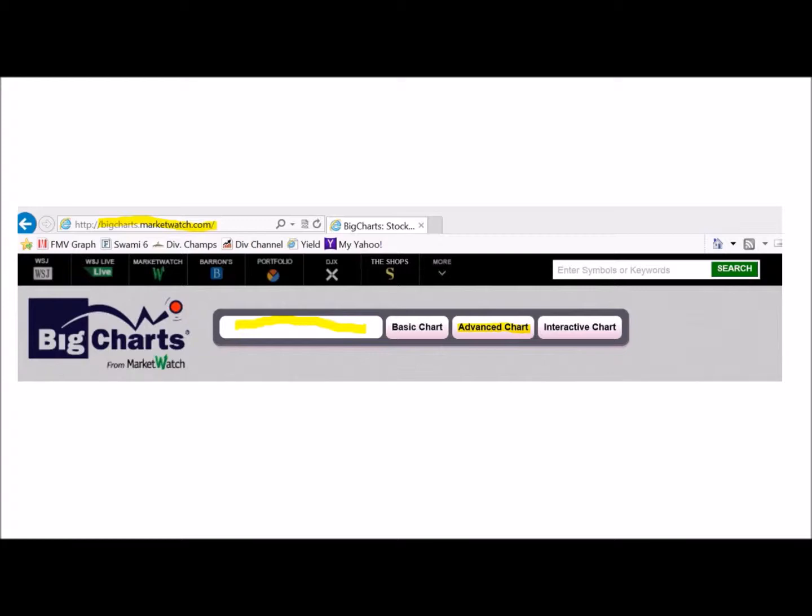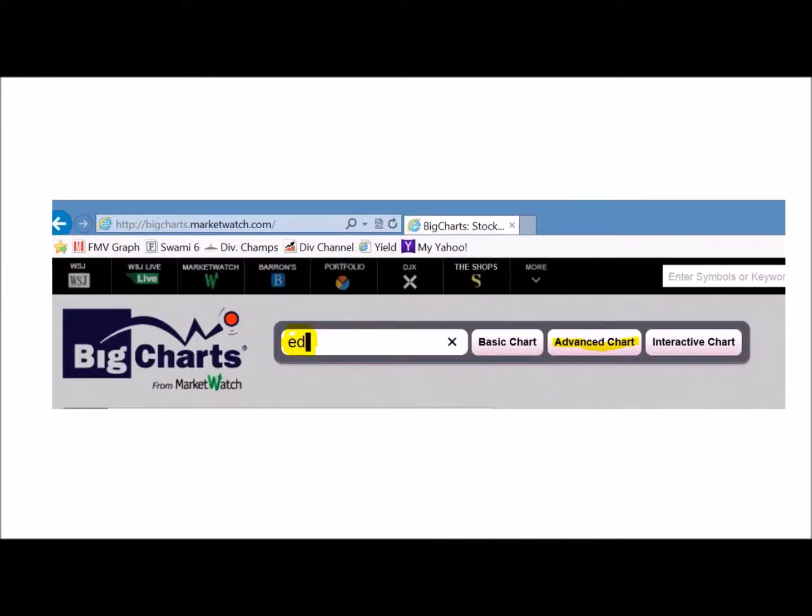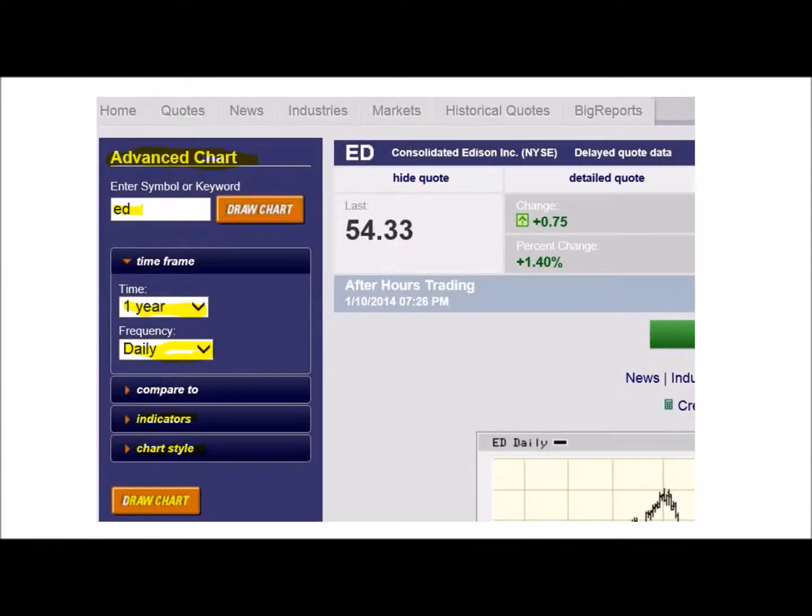So here we go to bigcharts.com, but if you type in bigcharts.com, it'll actually take you to bigcharts.marketwatch.com, which is the same thing. And there you're going to have an empty blank, and you're going to put ED in that blank. Once you put ED in, then you click on Advanced Chart. Advanced Chart doesn't really have the proper setup for you yet. All it shows is ED, the time is 1 year, and the frequency is daily. You still have to go in and set up your indicators, chart style, and so on.